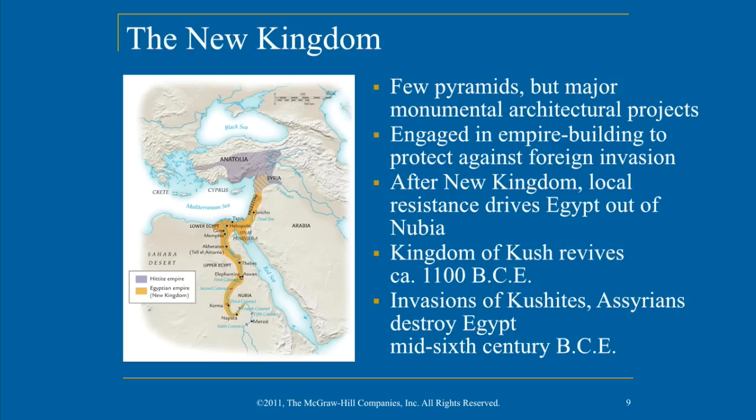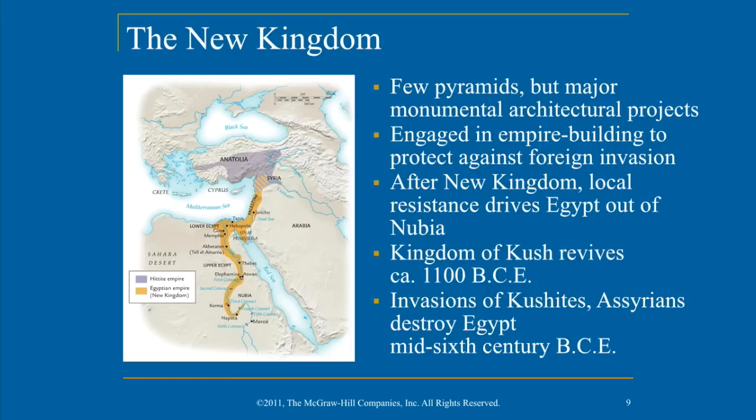Now, under the New Kingdom, a few pyramids were built, but major monumental architectural projects were built, like temples and different large-scale monuments to the gods, to the pharaohs, to different people. They engaged in empire building to protect against foreign invasion. Like we talked about in the past with Mesopotamia, if you're going to have a lot of resources, you're going to have a lot of people who eventually want to take those resources. And the best way to do the protecting of those resources is to go around and build an empire.